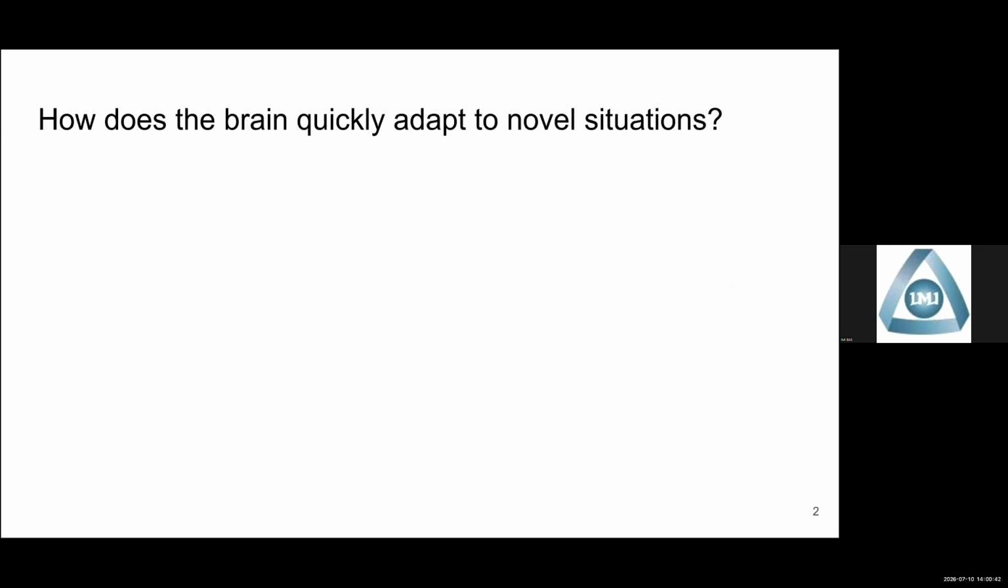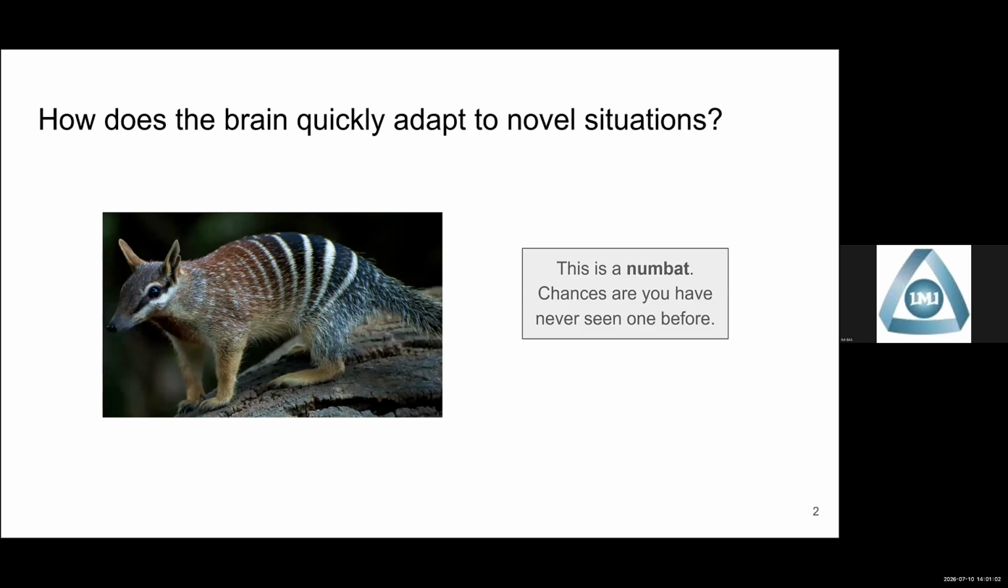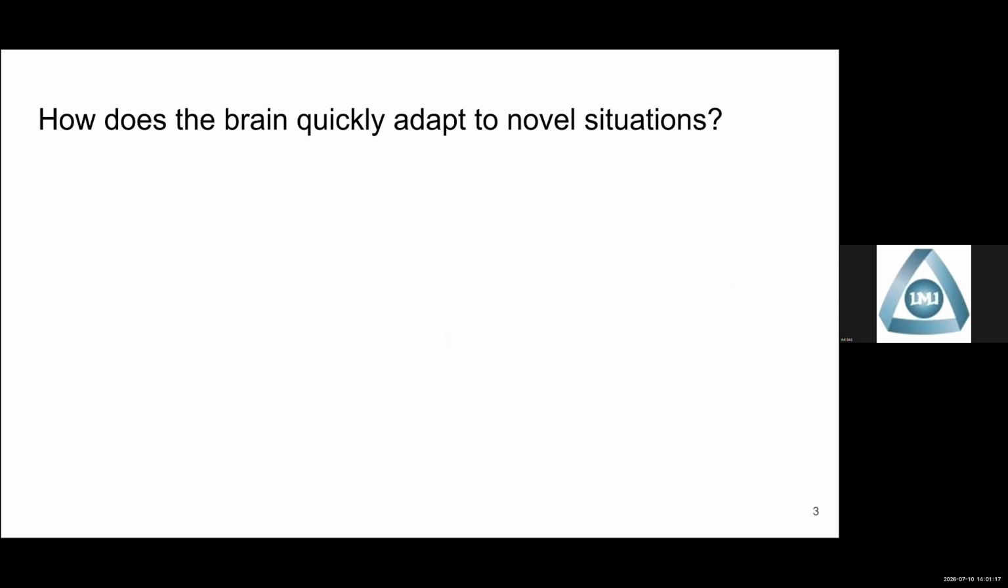Something that fascinates me as a neuroscientist is how the brain can quickly adapt to novel situations, for example, by learning things. I think this is best exemplified by vision. This is a specific kind of animal. Most of you, I guess, haven't seen that specific animal yet. It's called a numbat. It's one of these weird animals that live in Australia, which have this pouch. And even though you haven't seen this before and you also didn't know the name, probably now you do if I show you another one of those.